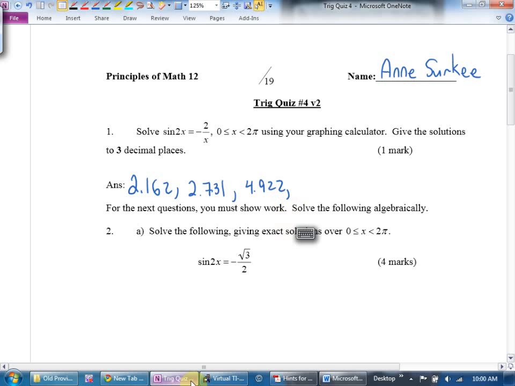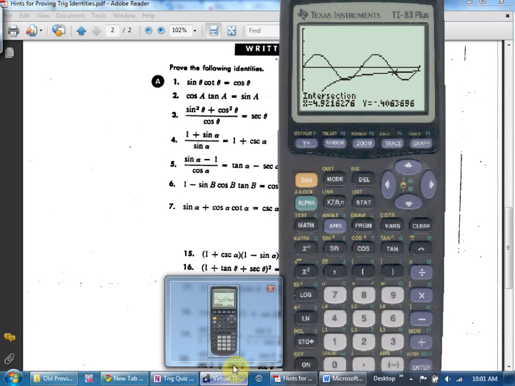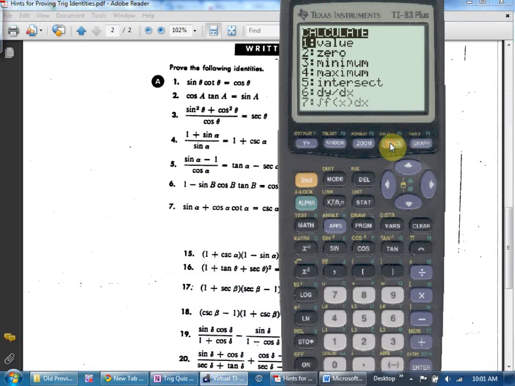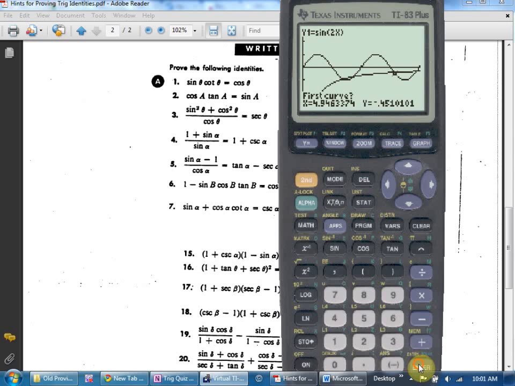And dope. Second function, calculate intersection. First curve, second curve. About there. Guess. 6.117. Is that right?